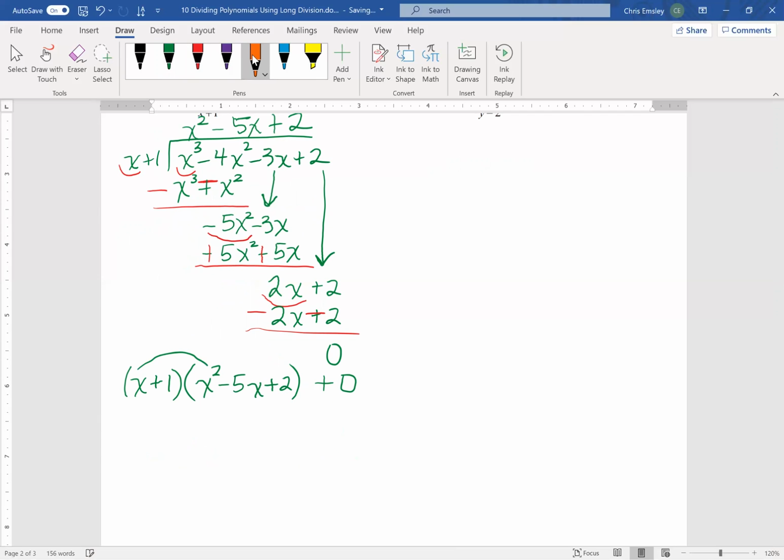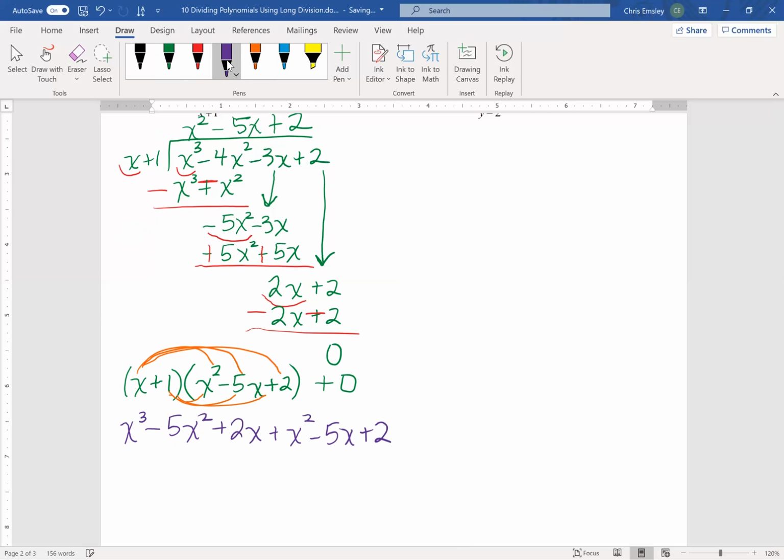Let's try to get a different color there. Distribute that x. We'll make our check purple. We get x cubed for x times x squared, and then x times negative 5x, and then x times 2. And then we distribute the second term, and we get plus x squared minus 5x plus 2.